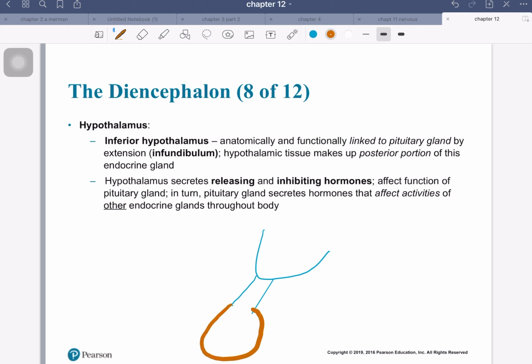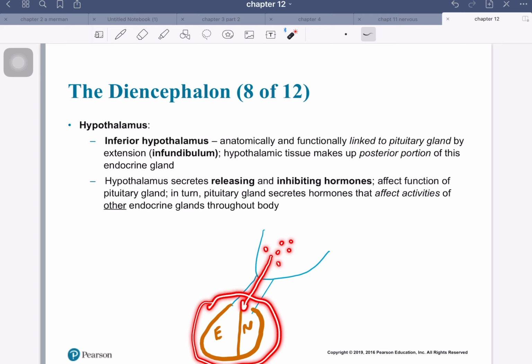Now the pituitary has two parts to it, okay? Part of it is actually nervous tissue, and part of it is actually true endocrine tissue. So what's the role of the hypothalamus? Well, the hypothalamus makes a number of releasing or inhibiting hormones that can travel down to the pituitary to control whether the pituitary will release or not release hormones. So that's one of the big jobs of the hypothalamus.